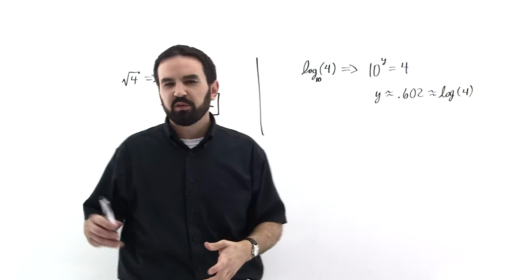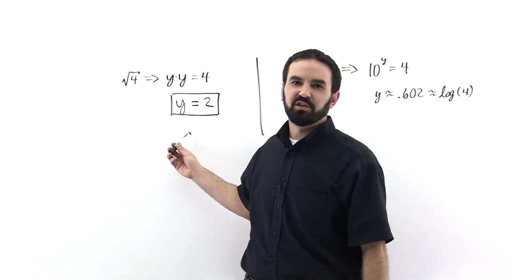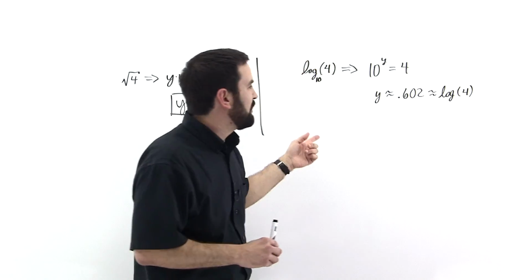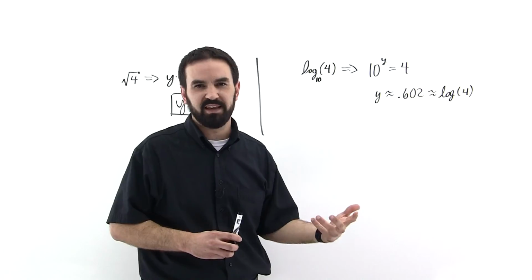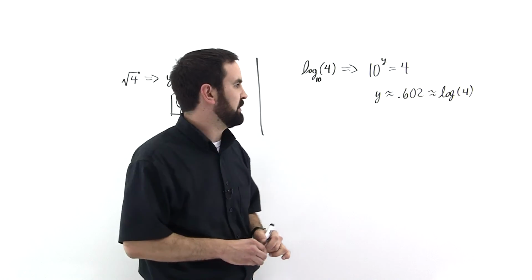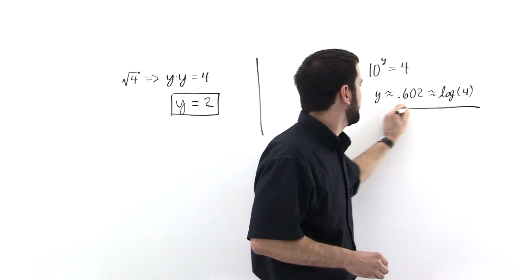So just like with the square root, where it's become second nature, the logarithm will become second nature if you work enough examples. You'll see that it's not too bad, okay? So this is equal to the log of 4.